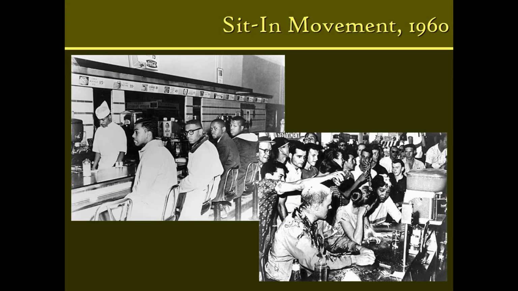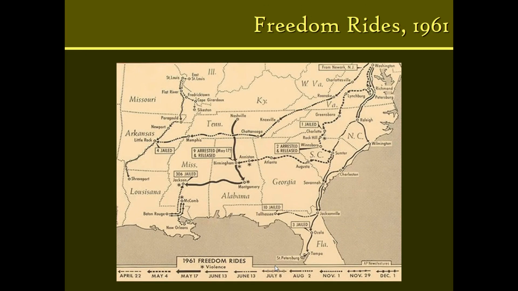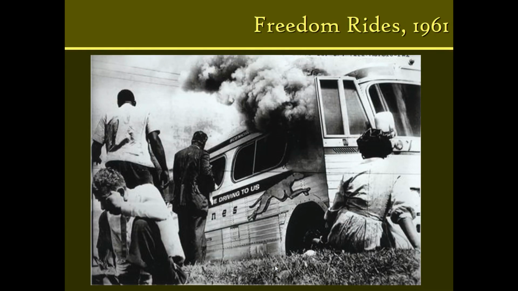The sit-in movement in the 1960s, African Americans would sit at lunch counters where they were not supposed to sit, and they just refused to move. And you can see in the bottom picture there what the reaction is by others. Freedom rides in 1961 were an effort to kind of drive across the South and help people get registered to vote. Obviously, there was a lot of violence along the way. The picture here of a bus that was used in the Freedom Rides being burned.